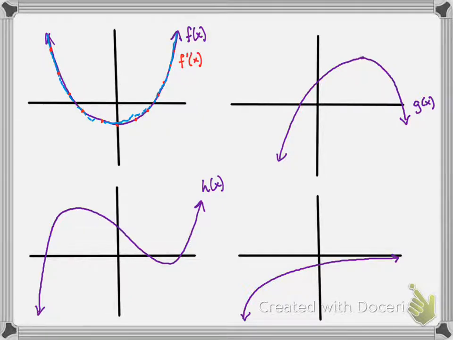So if I start with the slope at this point, we can see that it's quite negative. The slope at this point is a little bit less negative. The slope at this point is a little bit less negative. And it's still negative, but a little bit less negative.